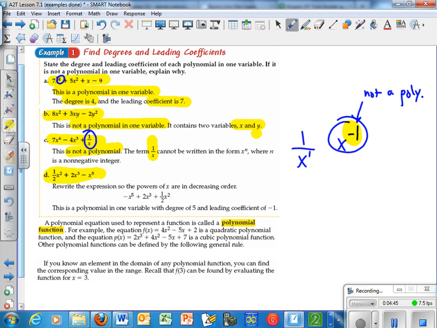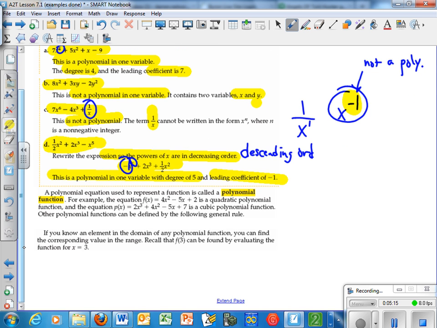Now, they basically write it in what we call decreasing order of the exponents or powers on x. Some people call that descending order of the exponents. So they rewrite it with the x to the 5th first, so it's negative 1x to the 5th plus 2x cubed plus a half x squared. So this is a polynomial in one variable. The degree would be 5 because my biggest exponent's 5. The lead coefficient is -1 because there's a -1 out in front of that x to the 5th term.